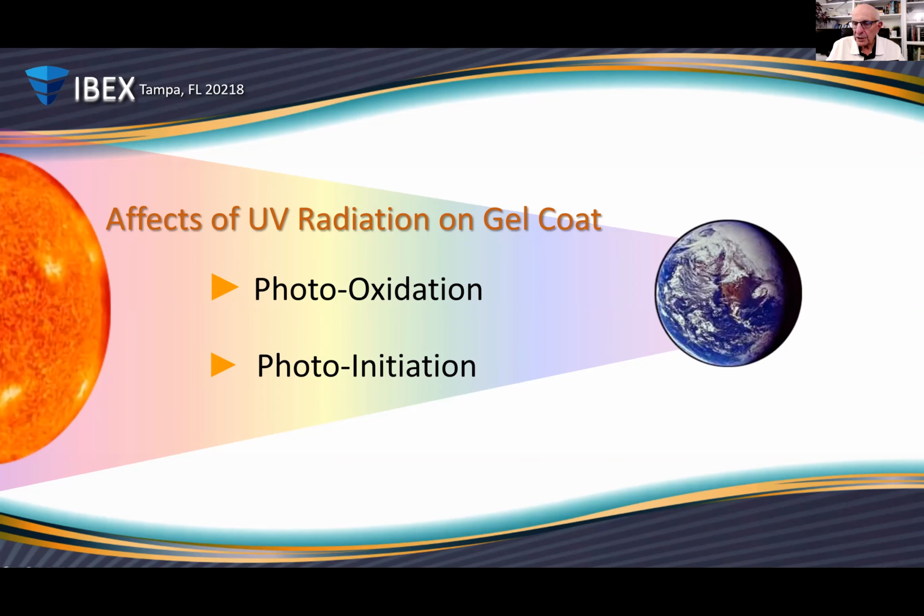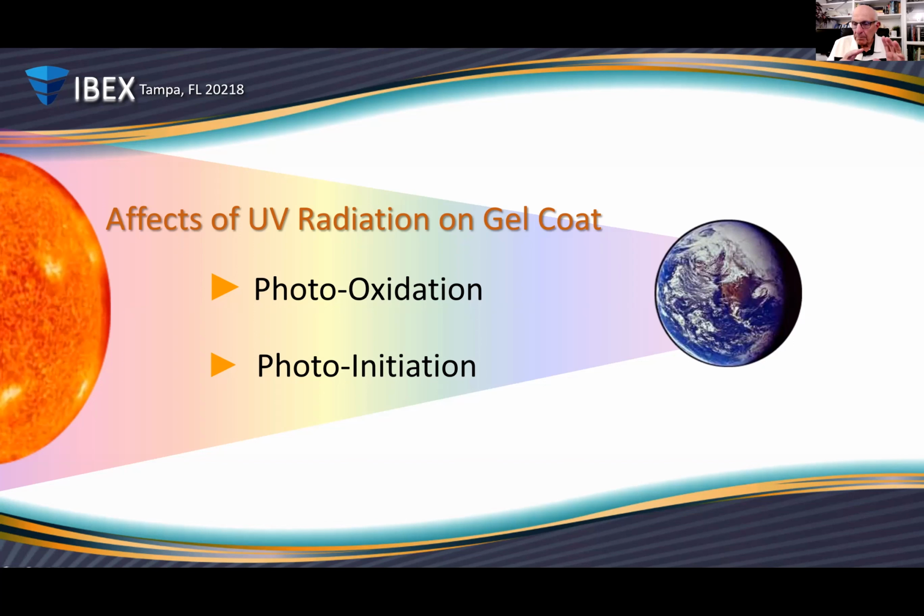And then there's photoinitiation. UV acts as an initiator. So if you have some unreacted cross-linking sites on the surface or just below the surface, the UV will react those sites, but it generally reacts styrene to styrene. So those are cross-links that are not as strong. They're not as robust as the styrene, the polyester cross-links. They tend to turn yellow. They tend to get brownish in color. So those effects of UV radiation are going on with gel coat all the time.